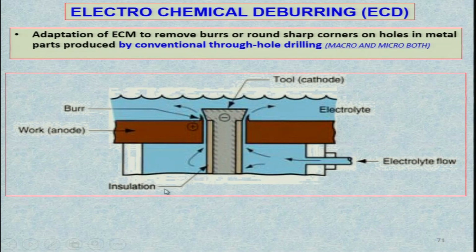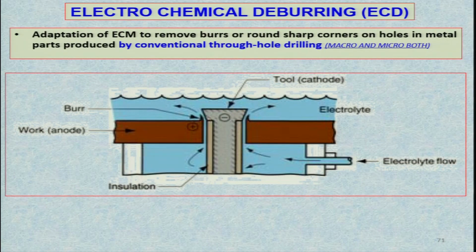Now, a very important application of this electrochemical micromachining is deburring, an adaptation of ECM to remove burrs or round sharp corners on holes in metal parts produced by conventional through hole drilling. As you can see here, these are the burrs which are formed due to the drilling process on this particular workpiece. Now, if you want to remove these burrs manually, it is going to take a lot of time and it becomes quite expensive also. So, researchers have used the electrochemical machining process for deburring purposes.